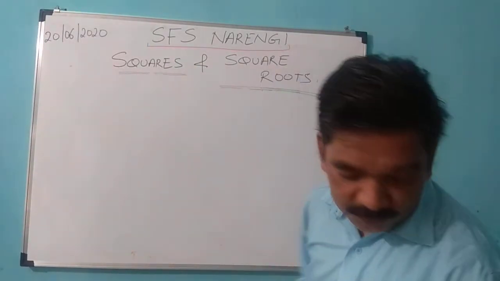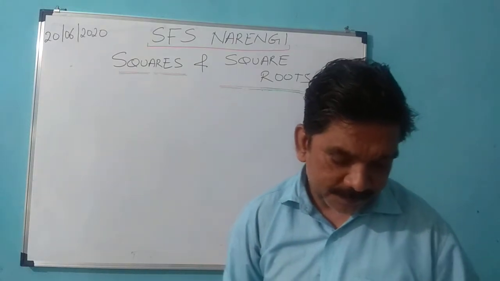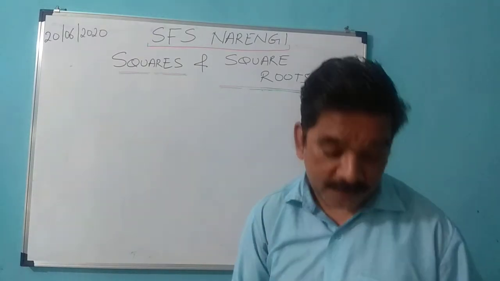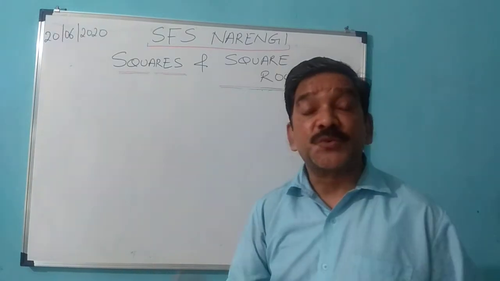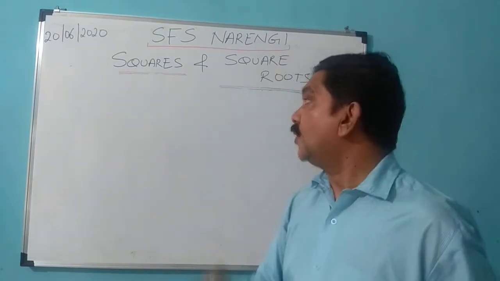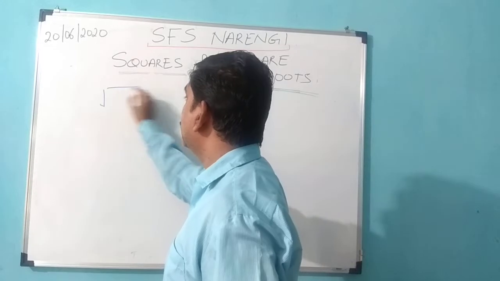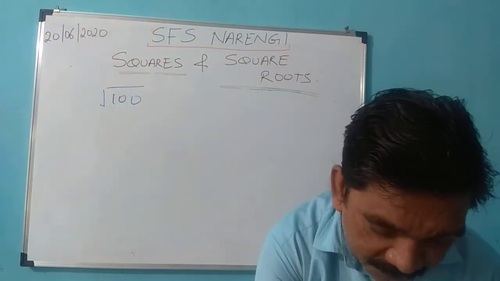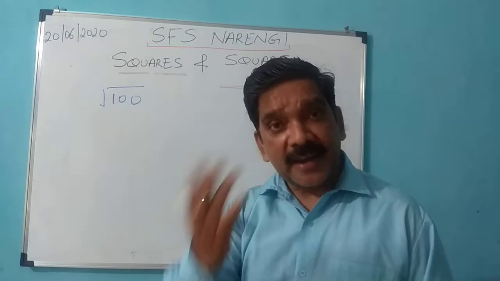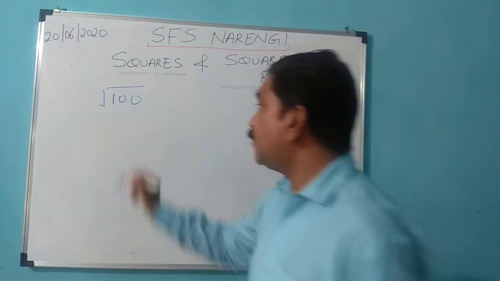Now we have to find out the square root of 100 by the method of repeated subtraction. Square root of 100. Alright, so I am writing it this way. Square root of 100, same meaning it is. Now by the method of repeated subtraction, unlike the squares, here what will we do?